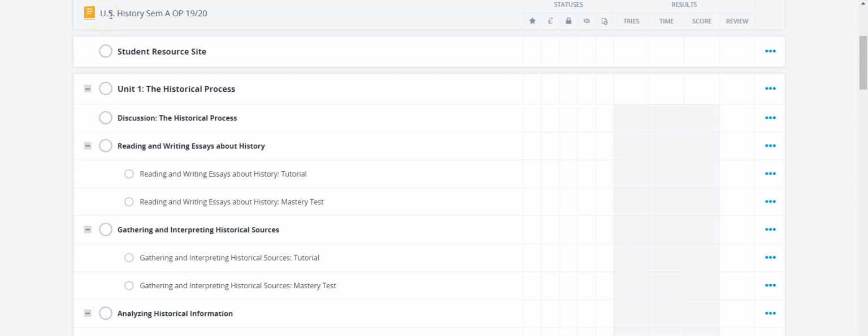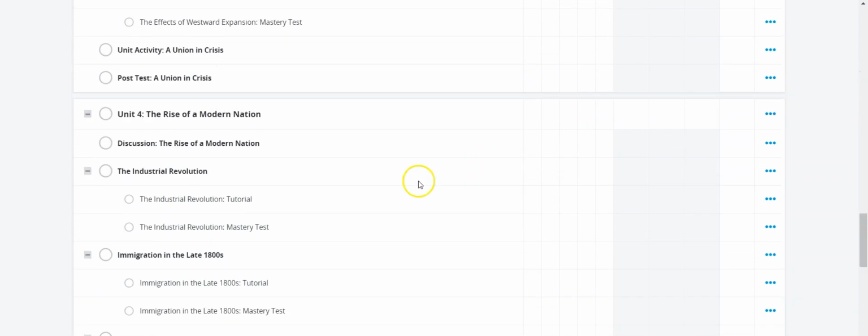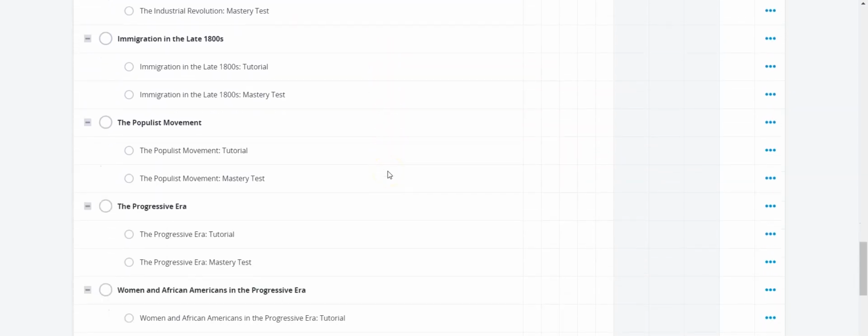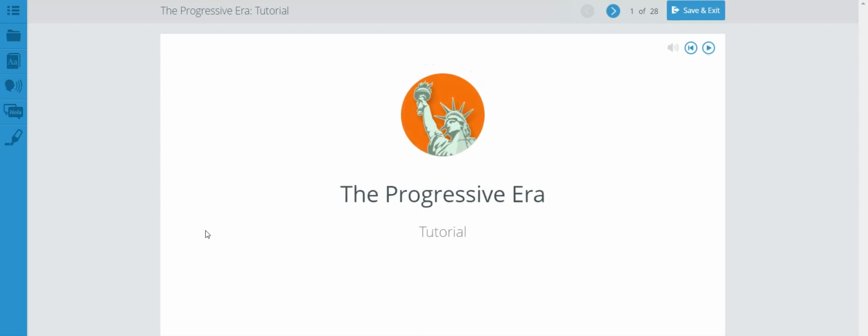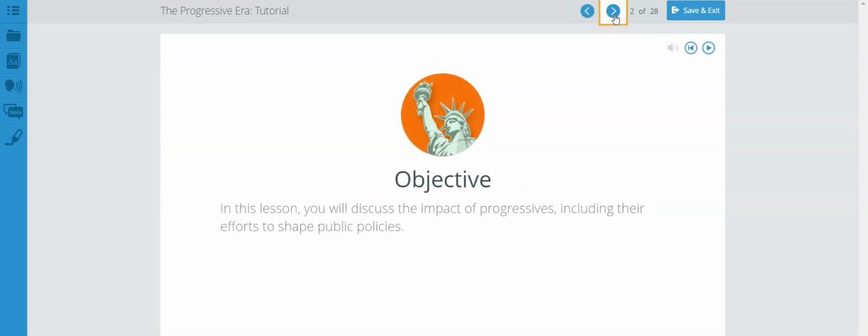Today we're looking at United States History Semester A, Unit 4, which is the rise of a modern nation, and our main focus will be the Progressive Era tutorial. Please make sure that you have your notes or your notebook with you. This way you can take the necessary notes in order to answer the questions presented in the tutorial, as well as unit activities. In this lesson, you will discuss the impact of progressives, including their efforts to shape public policy.